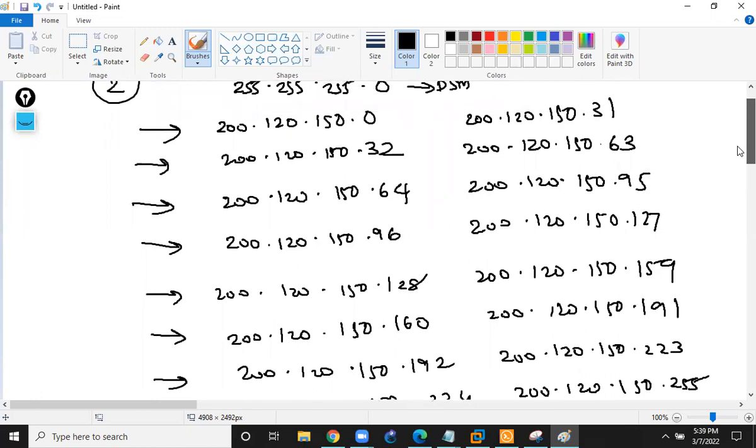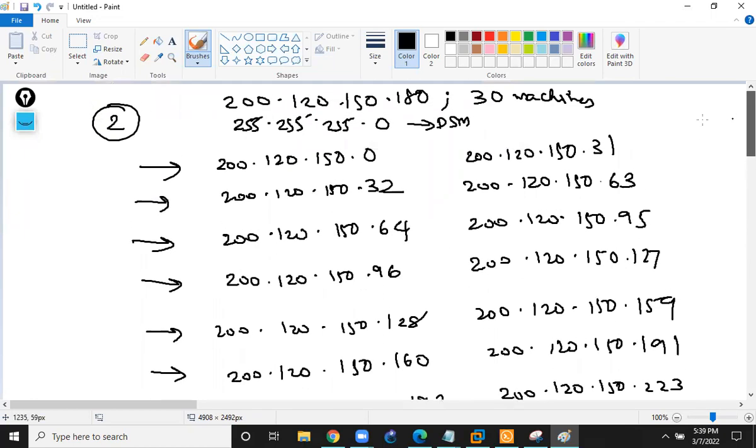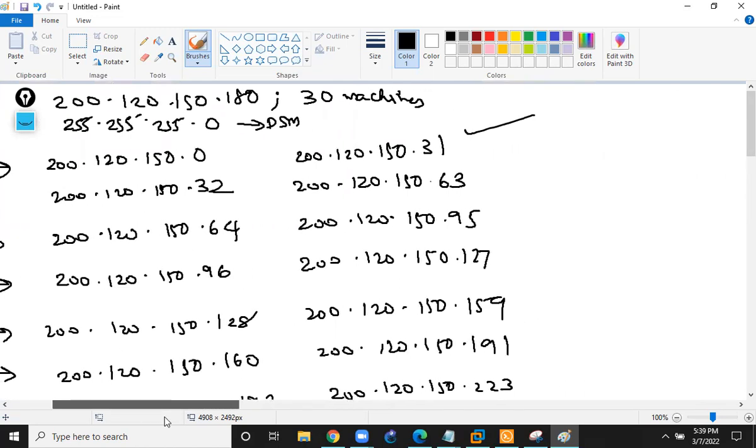Okay, very good. So this is how you will do it for 30 machines. And you need to write the assignable IP also. For the first one, it will be from .1 to .30. And for the second one, it is from .33 to .62. Like that, it keeps on going.